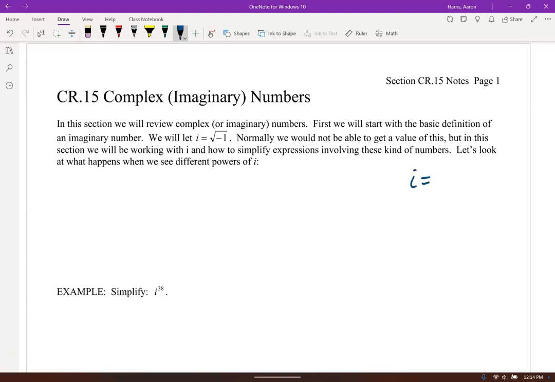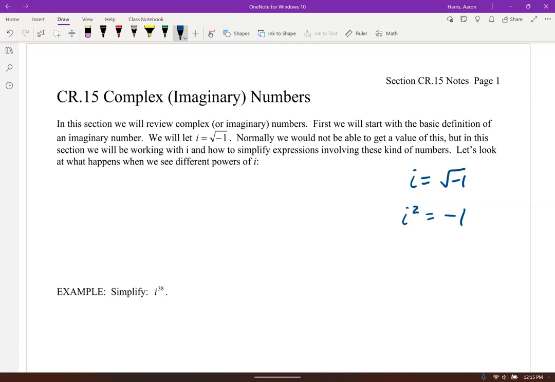So what you want to remember is i is the square root of negative 1. Okay, so if you see a square root of negative 1, you replace it with i. Well, what that means is if you square i, in other words, you square both sides here, that'll just pop out negative 1. So i squared is just negative 1.